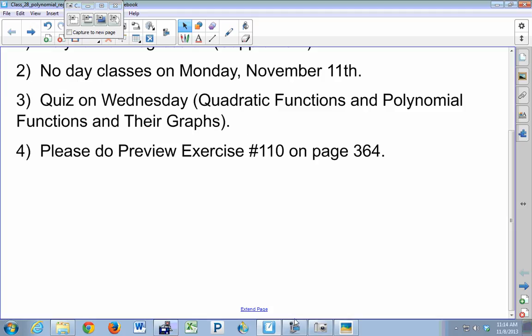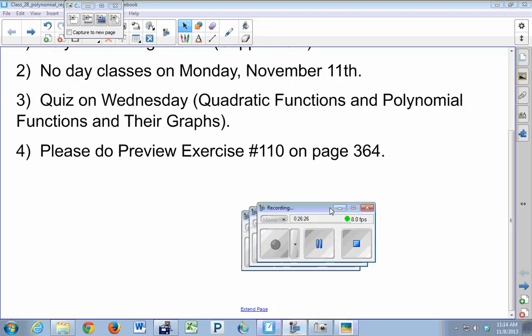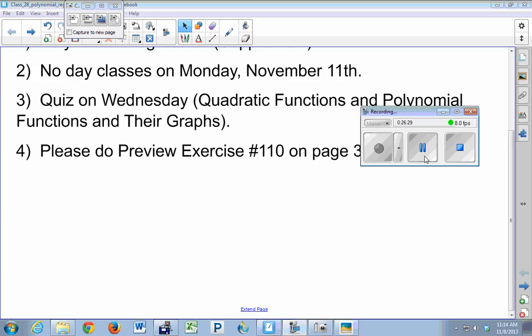Okay, so have fun with these data sets. I think some of them are interesting to look at.